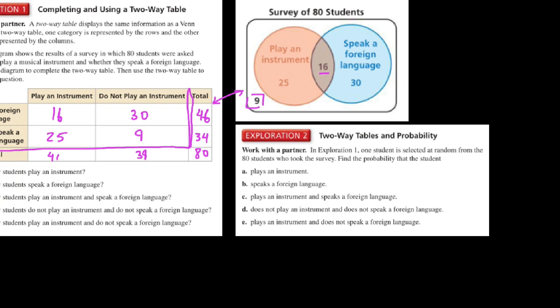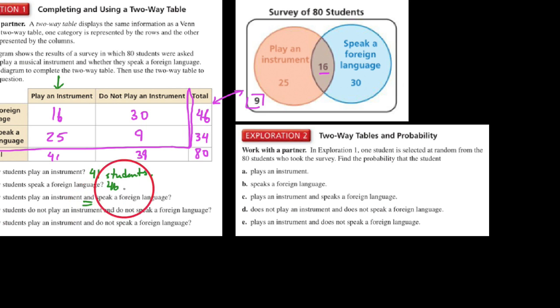So for instance, letter A asks, how many students play an instrument? We could say 25 plus 16 is 41. But just looking at this table, the total number that play an instrument would be 41 students. Okay. In terms of the next question, how many students speak a foreign language, looking at the foreign language row, we can look over here and say there must be 46 students that speak a foreign language. So in terms of play an instrument and foreign language, we look at the totals for that row or that column. Now letter C says, how many students play an instrument and speak a foreign language?